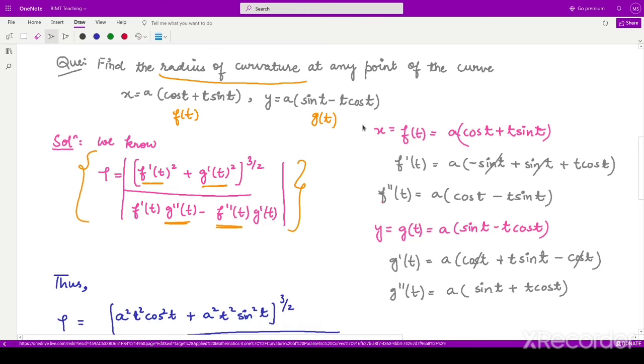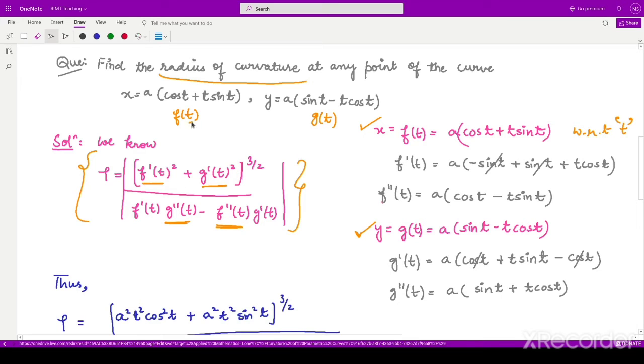We already know what x is. x is f of t, which is given to be this curve, and we also know what y is. This is given to us. So now let us differentiate this curve with respect to t. Now why t? Because our independent variable here is t.